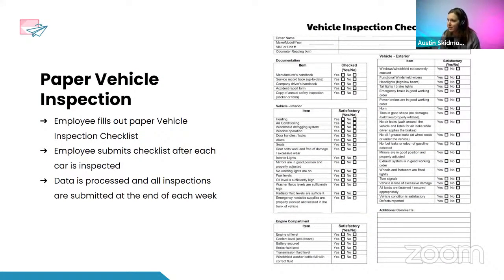So if you have anything to do with vehicle inspections, and maybe you don't, but you can relate it back to something else, pretend that that's the paper form. And in fact, that is a paper form that we've retrieved from a place that did vehicle inspections. So you go through, you fill out that paperwork, check, check, check all the way down. You submit that checklist after each car.